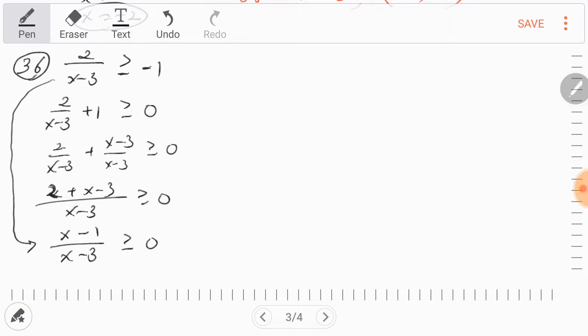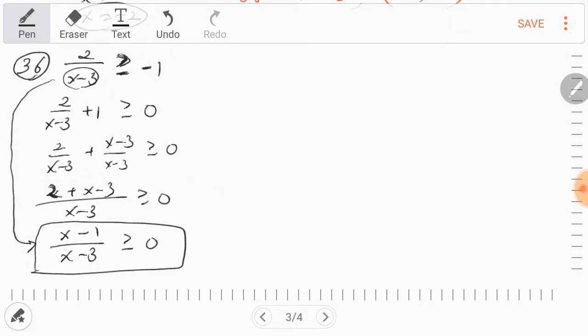Okay, this is important. Make sure one side of the inequality is 0, and the other side is a rational expression. In this case, when you simplify, don't multiply this inequality by x minus 3. Don't multiply. Just move negative 1 to the left and then simplify.